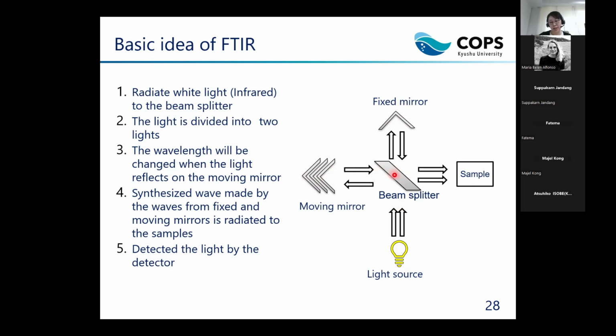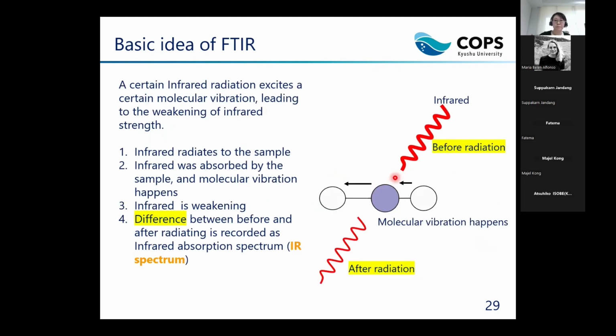And return to here. And the infrared here and here combine, and one infrared radiates to the sample. And the moving mirror can produce several wavelengths of the infrared. That's why you can see several reactions to the several wavelengths of the infrared. This is the basic idea of the FTIR.